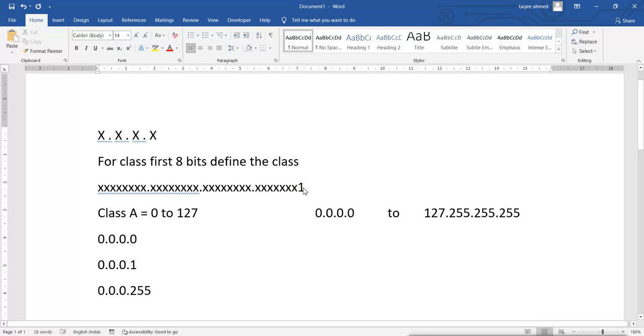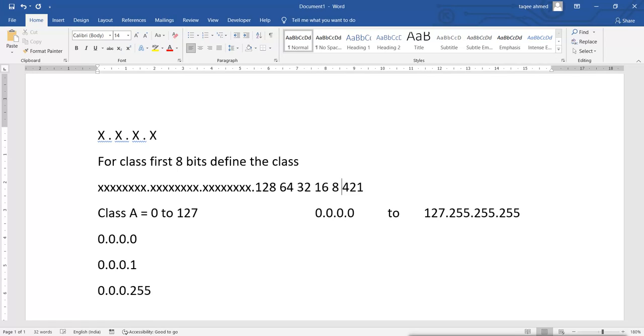What is the value of all these bits? Very simple. If you remember, yesterday we talked about this. The first bit value is 1, the second bit value is 2, the third bit value is 4, then 8, then 16, then 32, then 64, then 128.